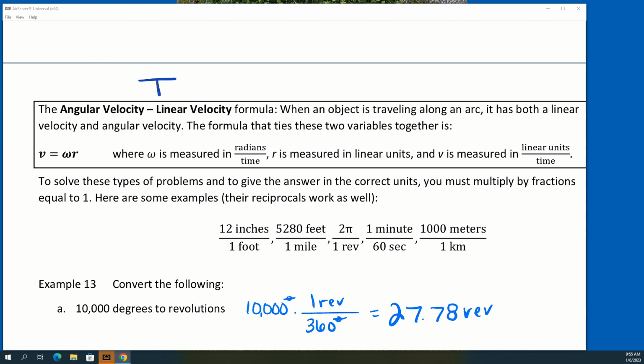So for this formula, what should go on the top of the t? V. And then these two should be omega r. So we can use that to decide if you multiply or if you divide, just depending on what you want to find.